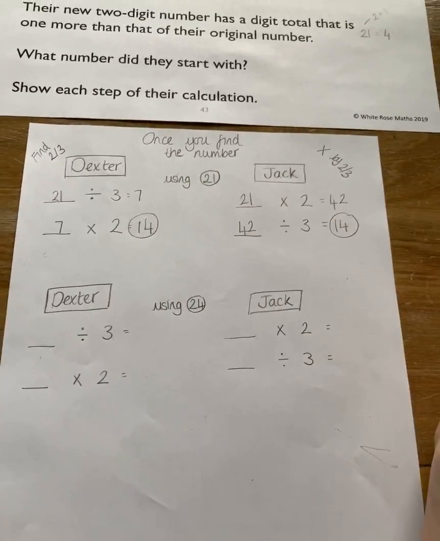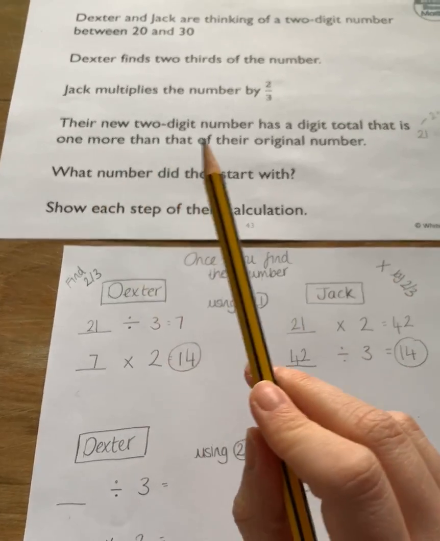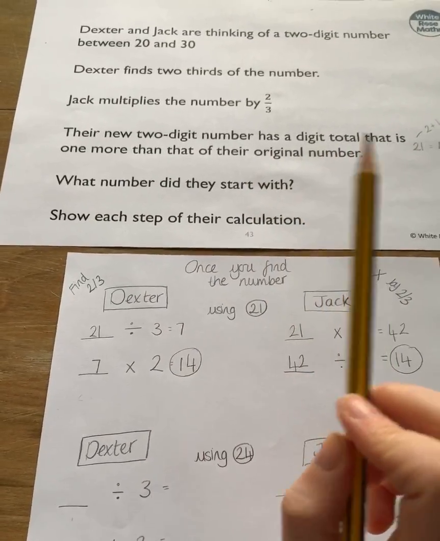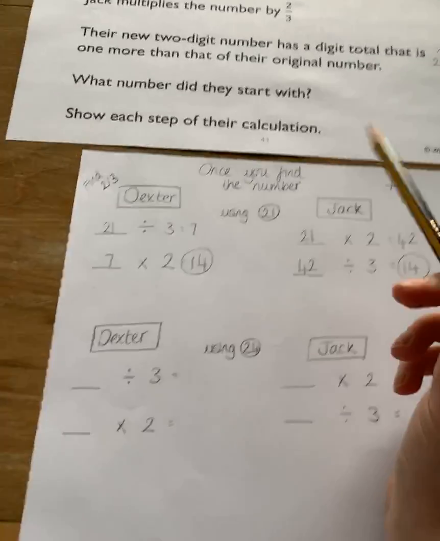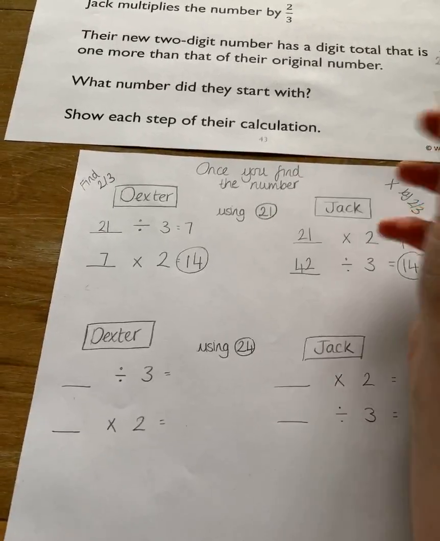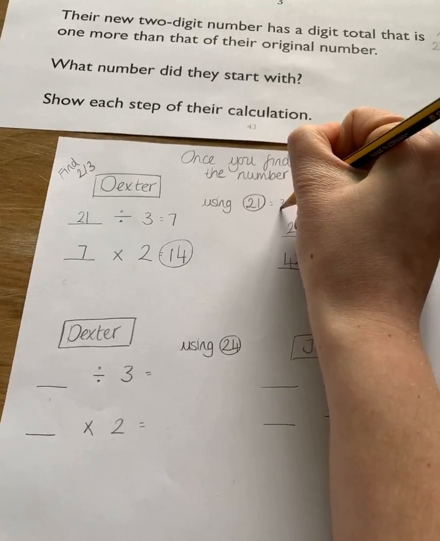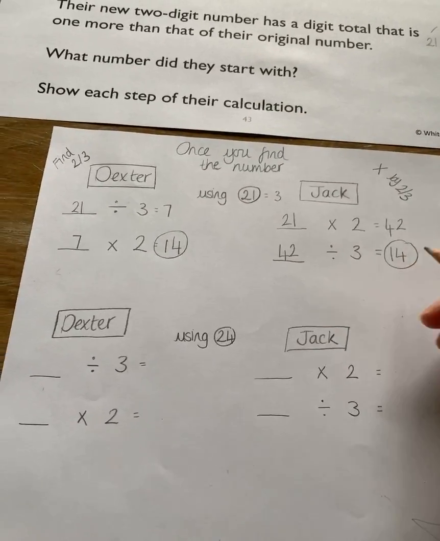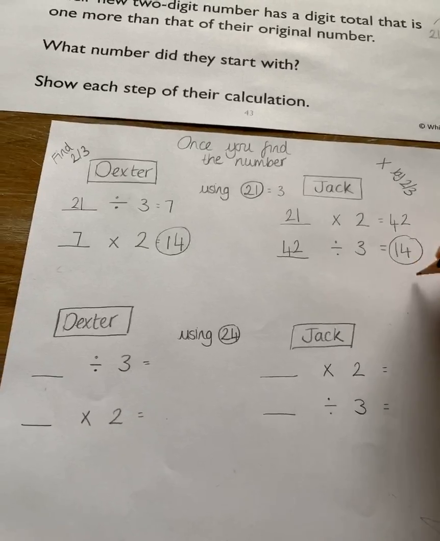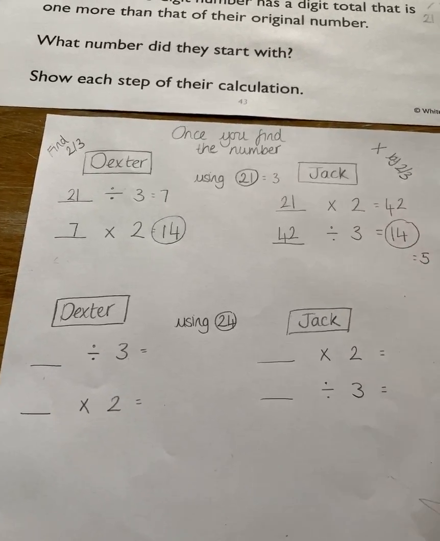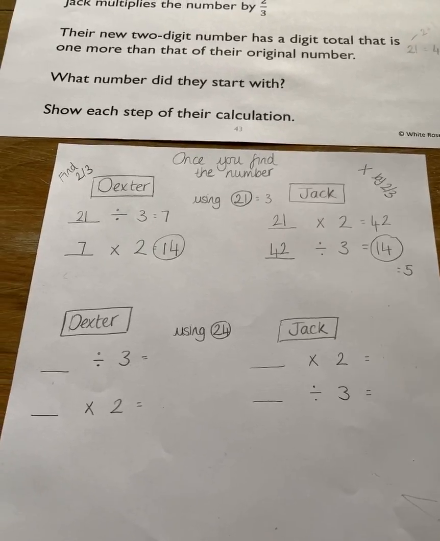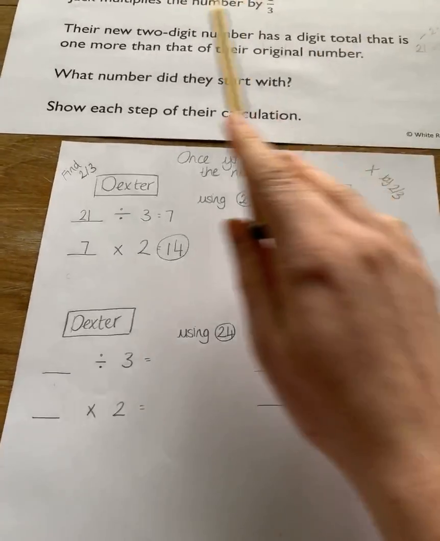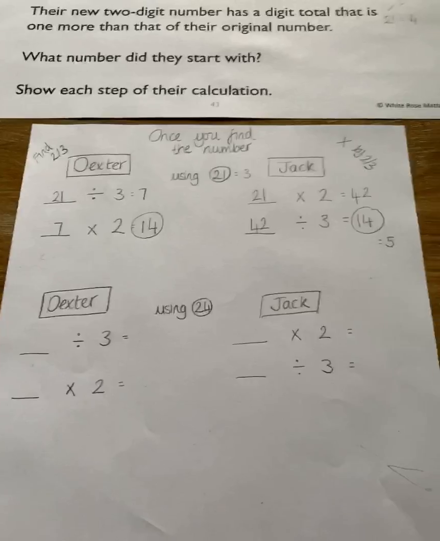I then need to check back to my question. Their new two-digit number has a digit total that is one more than that of their original number. My original number was 21, which has a digit total of 3. And 14, if I add 1 and 4, I get 5. So I wasn't far off, but I know that it's not right. I've followed all the steps and it doesn't quite meet this criteria.